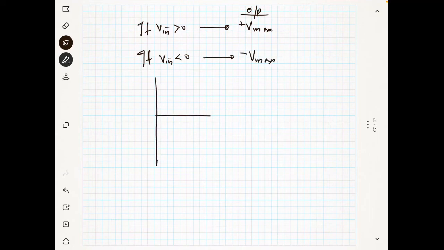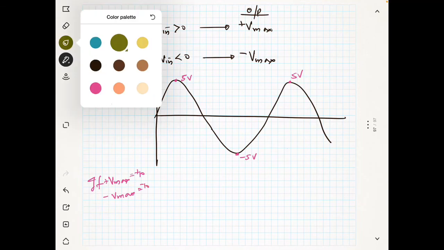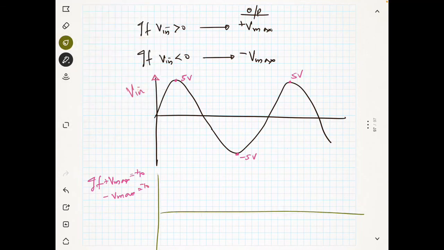So I can draw the input and output in the same figure. Suppose this is the input V in, and let's say this is 5 volt and this is minus 5 volt. Now, if plus V max is equal to plus 10 and minus V max is equal to minus 10, I can draw my output here.